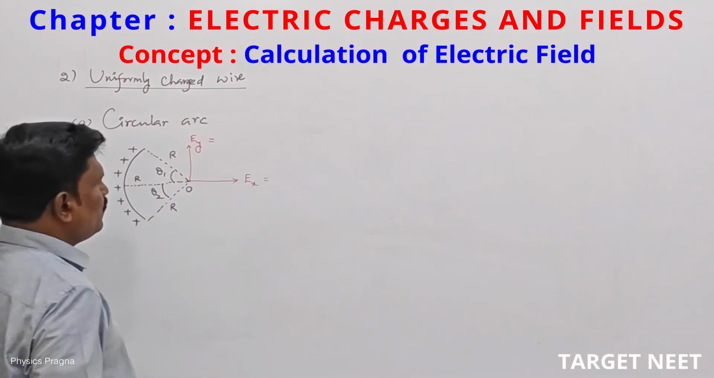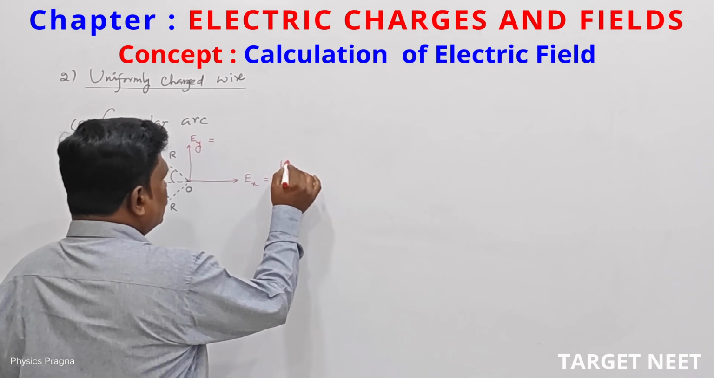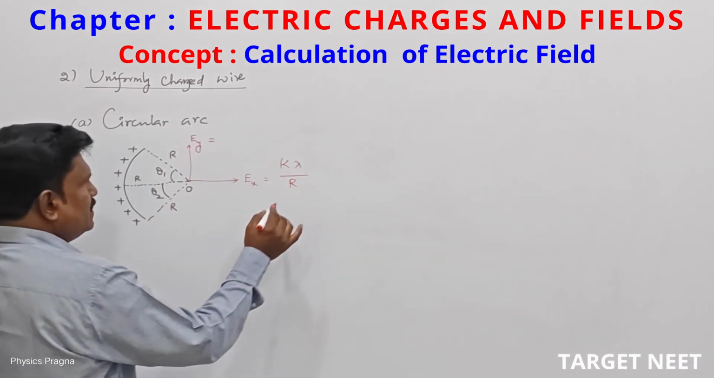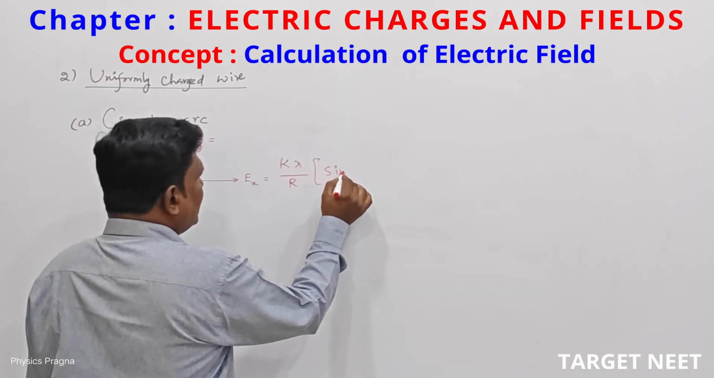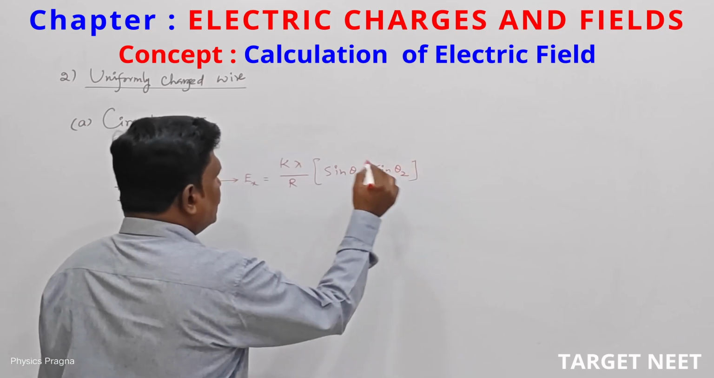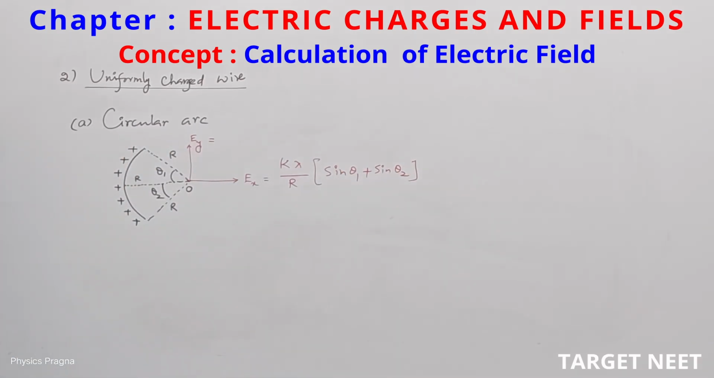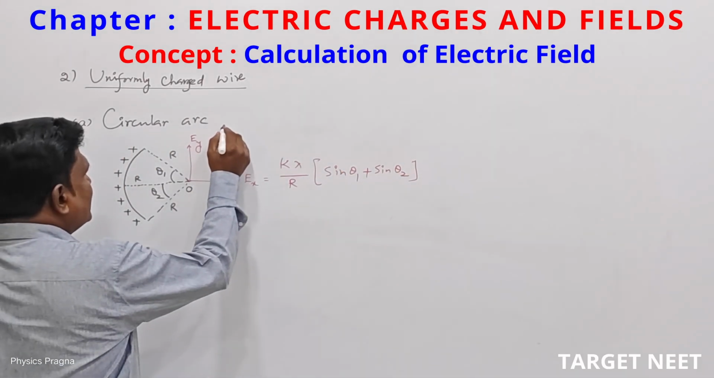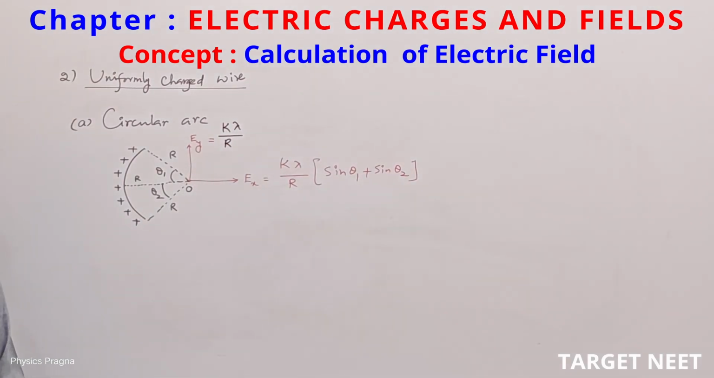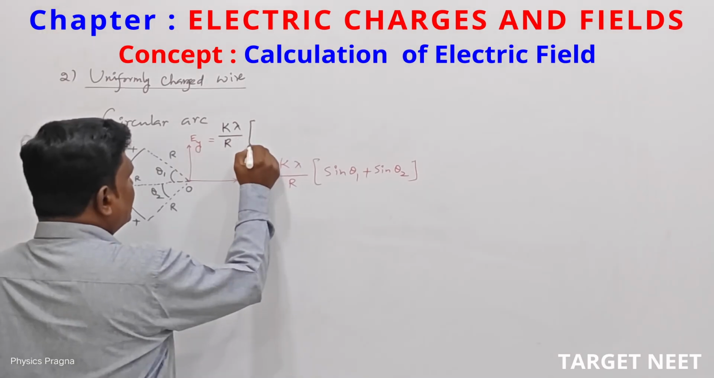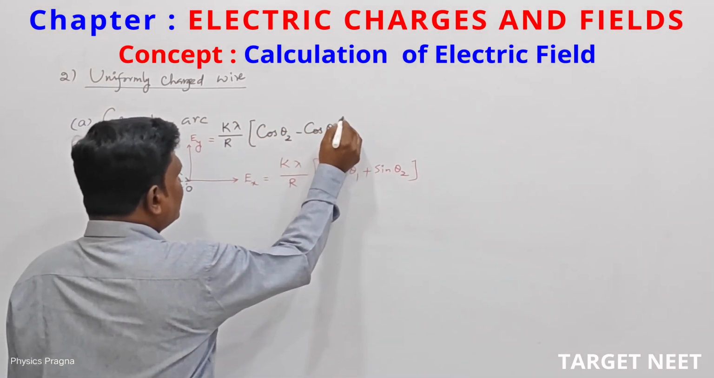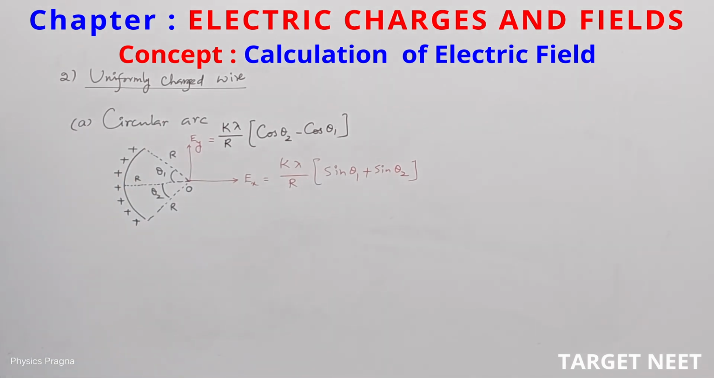So here actually the positive charges are there. So k lambda by R, R is the radius, into sine theta 1 plus sine theta 2. This is the formula along the x-axis. Along the y-axis, k lambda by R, lambda is the linear charge density, I'll write cos theta 2 minus cos theta 1. This formula you have to remember.